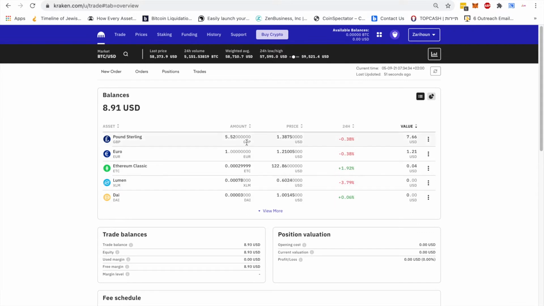Obviously, if you haven't completed the whole verification process, you will be able to see all of it, but you won't be able to deposit any money. So this is their interface. You have trade, prices, staking, funding, history, and support, and also a very easy way for you to buy crypto by clicking here.